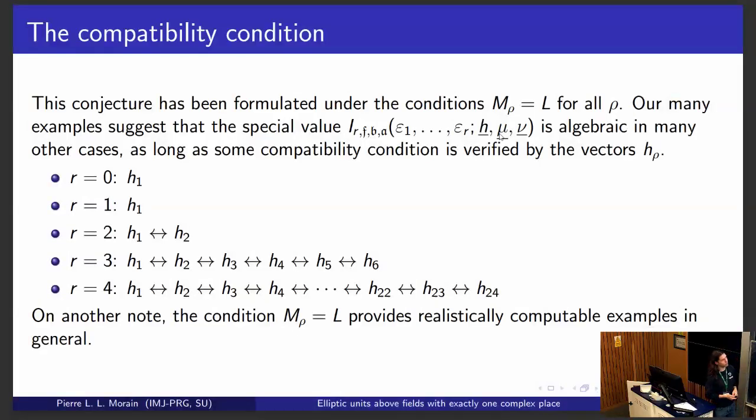And this is what I wrote here. The other thing I want to say is that if you have all M rho equal to L, this is the case where you have the least amount of computation to do. And this is obviously a good thing because computations can become quite hard very fast.